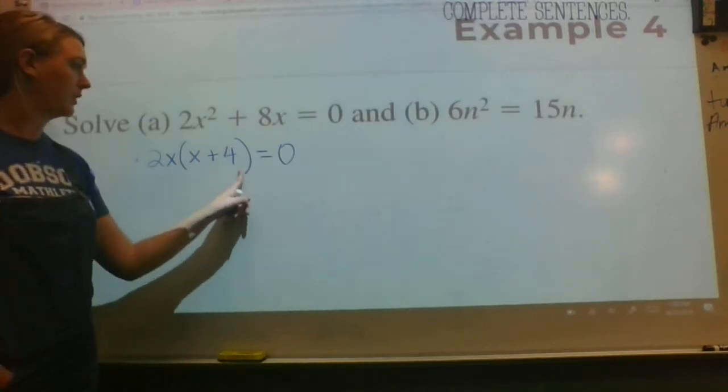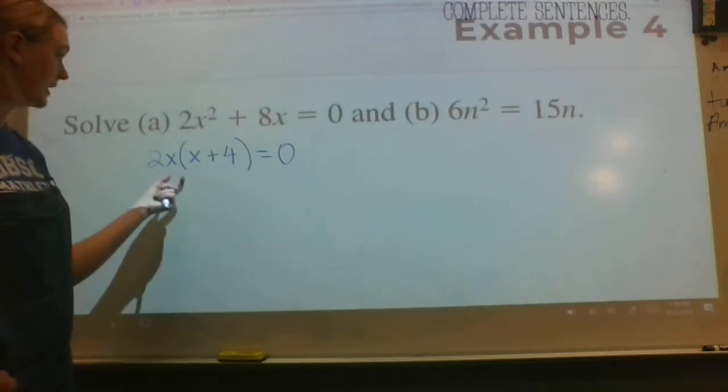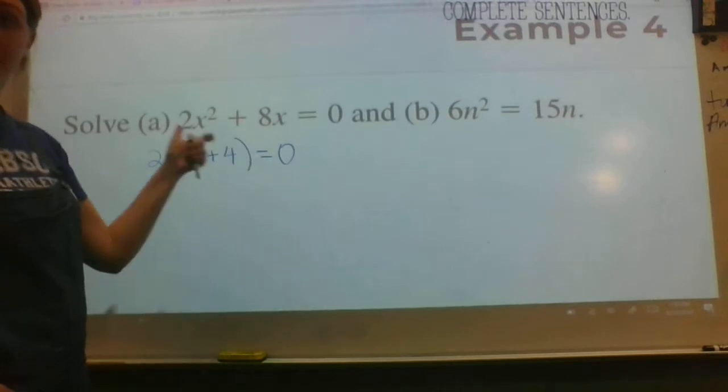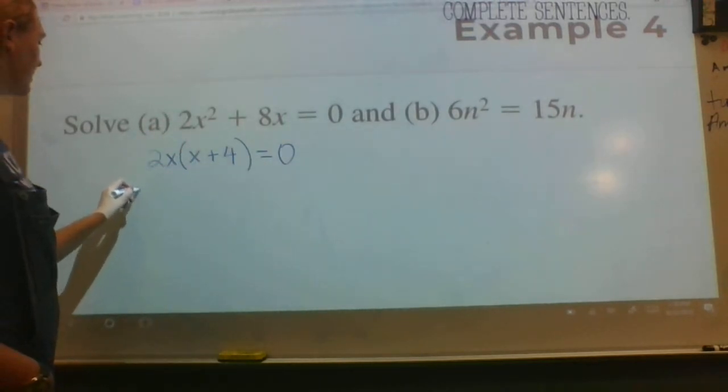And now I am going to try to solve this. Well, what we learned earlier is that when you have 2 things being multiplied, either one of them can be 0 and you're good to go. I factored it, which means now I can solve them both. Equals equal to 0.